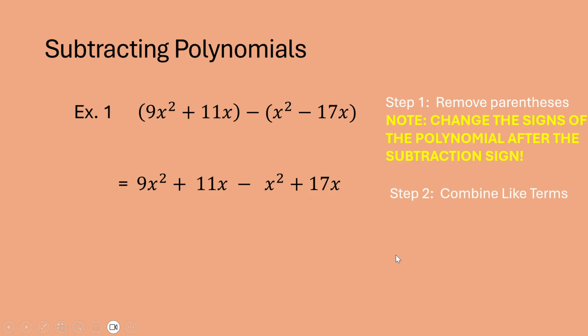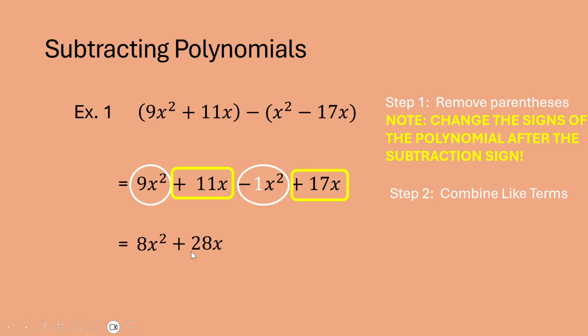Step 2, combine like terms. So we see here 9x squared, positive 9. And this here is negative x squared. Again, if you don't see a number in front of x or x squared, it's understood to be a 1. So 9 minus 1 is 8x squared. And then positive 11 and positive 17 will give us positive 28x. So the final answer is 8x squared plus 28x.